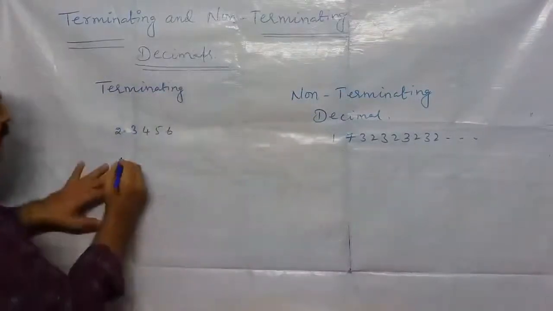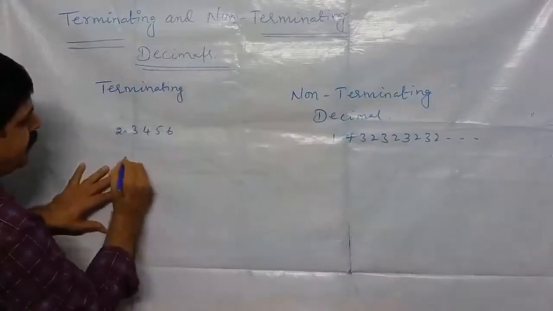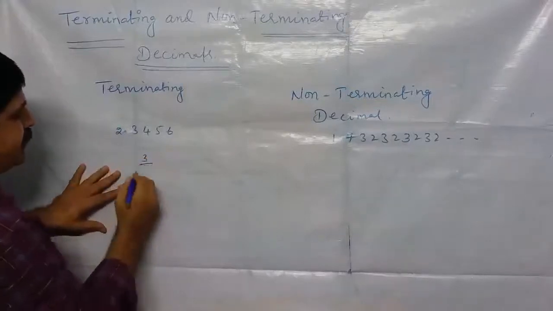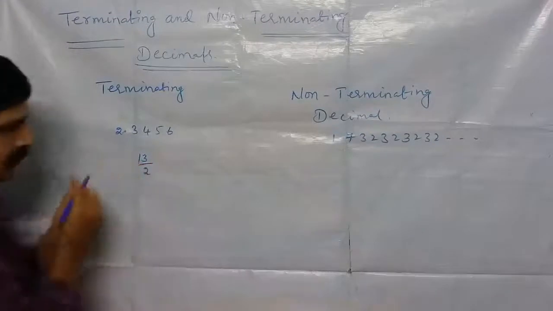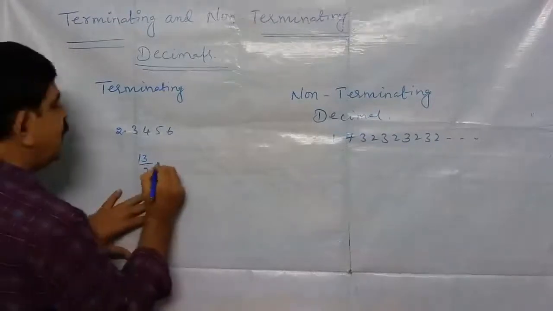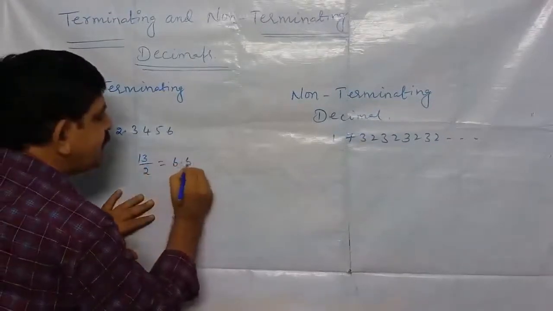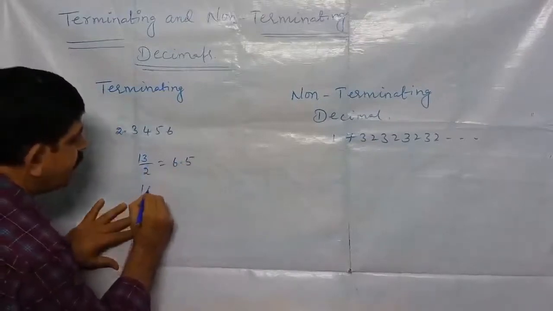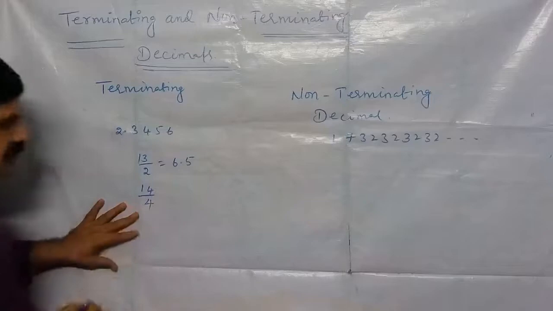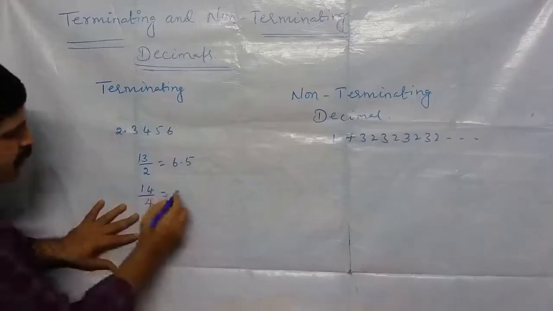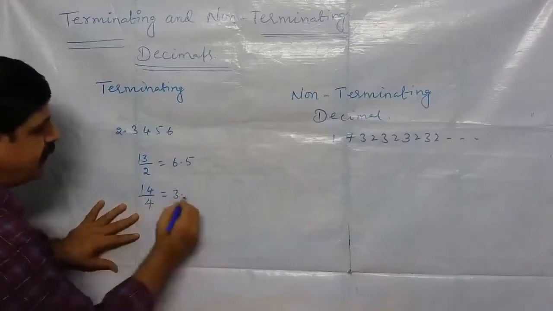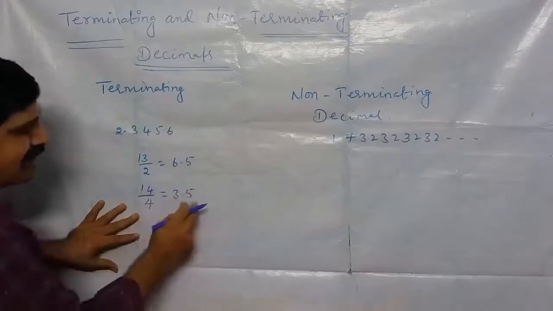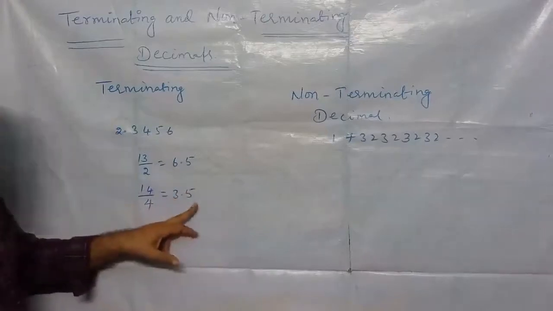So suppose one example, 13 by 2. Now its value is 6.5. Next one, 14 by 4. 4 3s are 12, 2 remainder, 4 5s are 20. So 3.5. It is a terminating decimal.